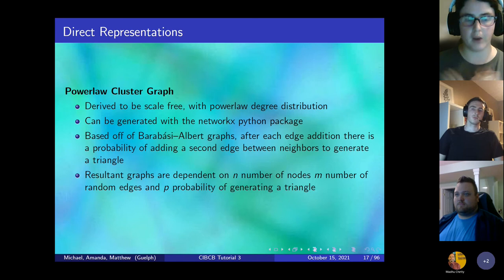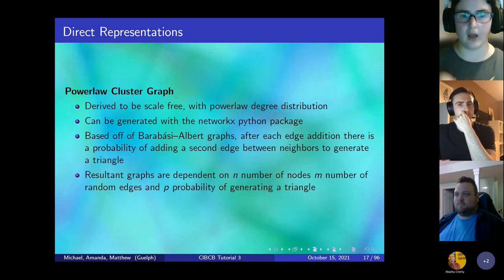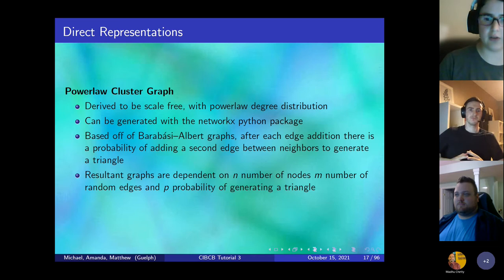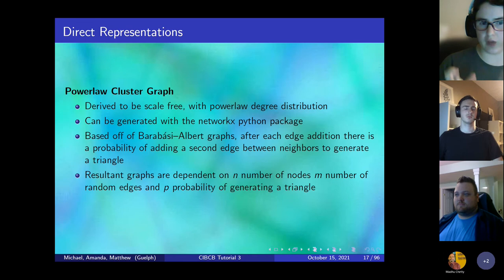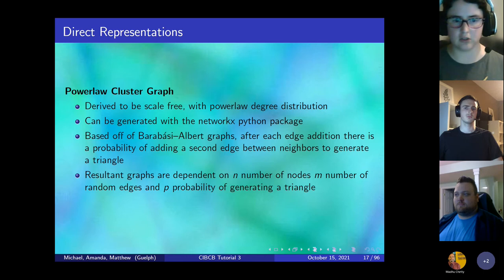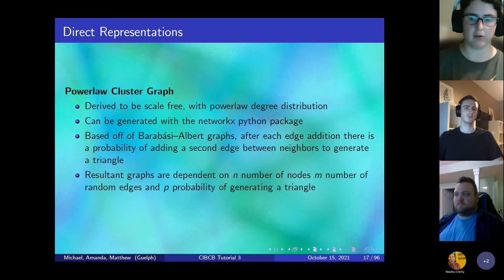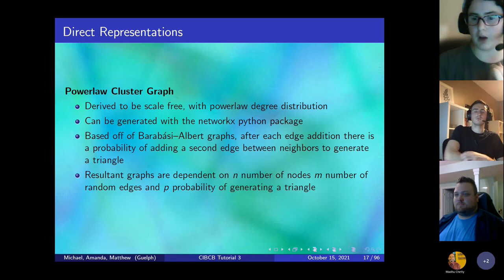So power law cluster graphs are derived to be scale-free with a power law degree distribution. So it has to do with certain properties of the graph that make it so that it scales well. It can be generated with the NetworkX Python package, and they are based off of Barabasi-Albert graphs. Just after each edge addition, there's going to be a probability of adding a second edge between neighbors to generate a triangle. So if I'm adding in this edge, there's going to be a probability that I'm going to be adding this edge as well, so that it generates a little bit of a connected network. The resultant graphs are dependent on the number of nodes, the number of edges I'm using to populate my graph, and the probability of generating a triangle.